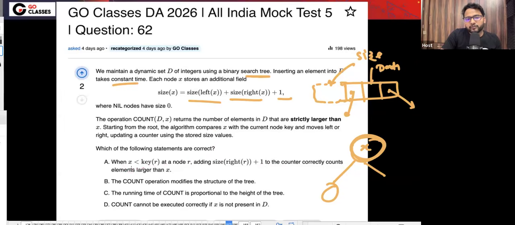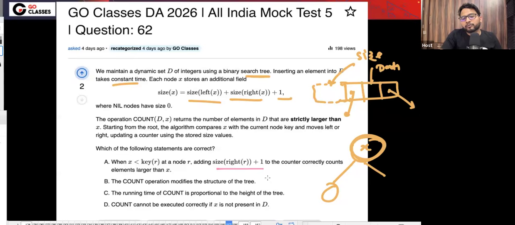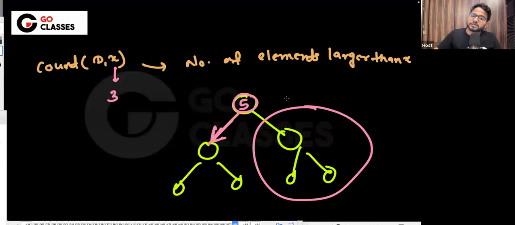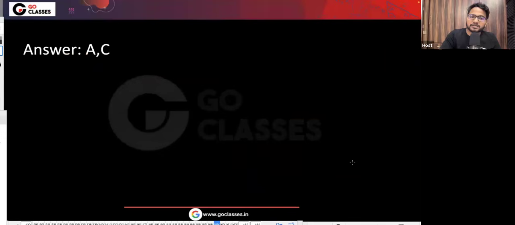Now, which of the following is correct? When x is less than the key, adding size of right plus 1 to the counter correctly counts the larger elements. See, if x is lesser than the key, then what will you do? Yes, size of right plus 1, you will anyway add this to the counter, because all of these are greater, and then this is also greater, right? So yes, this is correct. So this A is correct here. I mean there are multiple options which will be correct, but yes, A is correct.